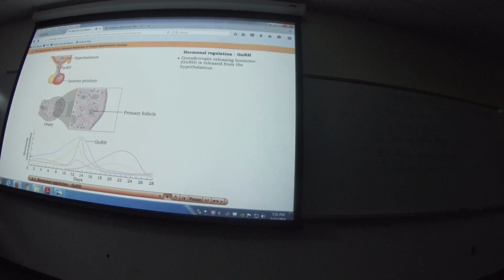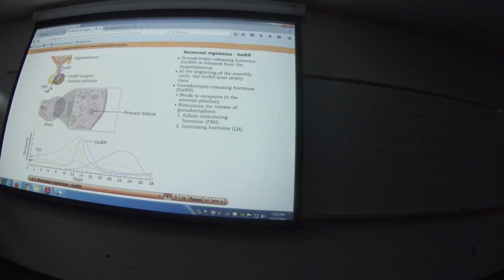Gonadotropin releasing hormone is released from the hypothalamus. Step one. Gonadotropin releasing hormone level slowly rises as the monthly cycle begins. It binds to receptors in the anterior pituitary and stimulates the release of the gonadotropins, follicle-stimulating hormone, called FSH, and luteinizing hormone, or LH. So this is just like in the male, right? GnRH, the only thing different is over a month and not over a day. It's the same kind of logic. So click on GnRH.